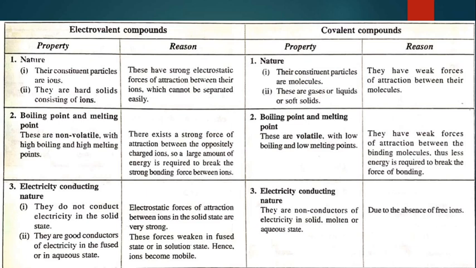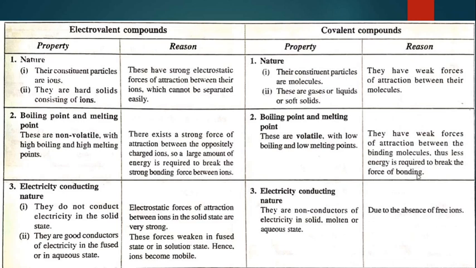But in the case of covalent compounds, these are volatile with low boiling and low melting points. Why are they volatile, and why are their boiling and melting points low? Because they have a weak force of attraction between the binding molecules. Thus, less energy is required to break the force of bonding.